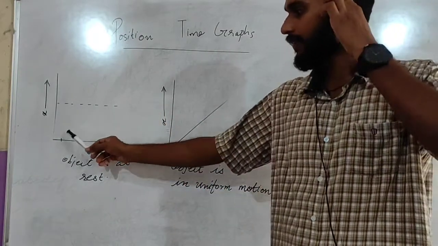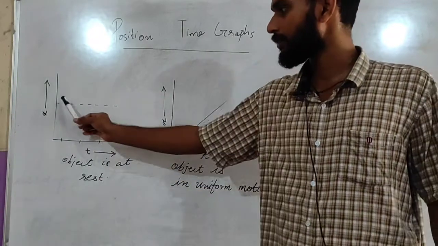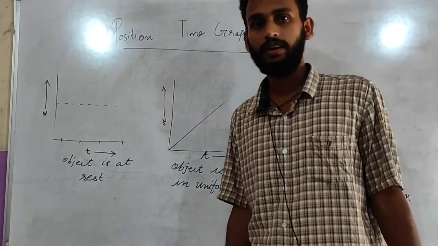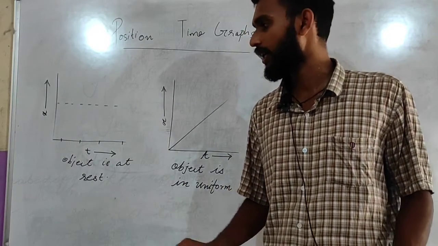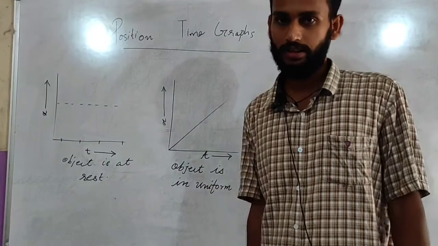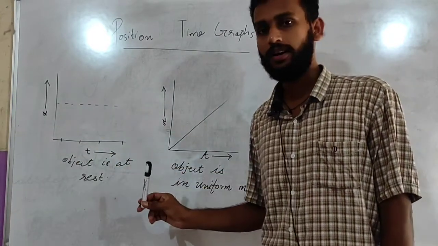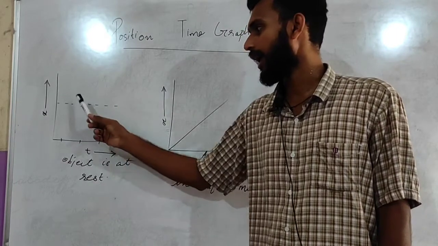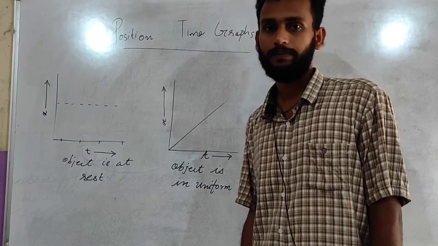That means even if the time is increasing or changing, the position of that object is not changing. That means the position is constant and the object is at rest. So this is the graphical representation of the position and time for an object at rest.